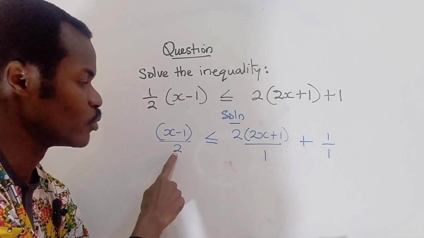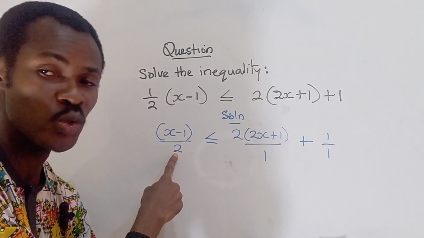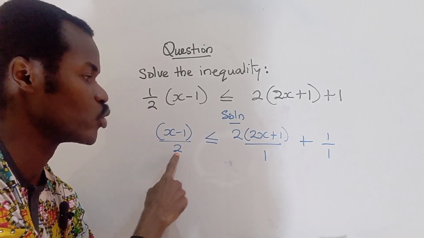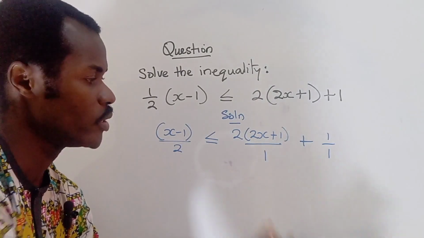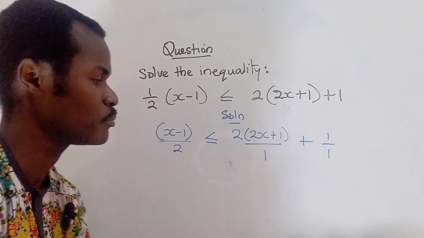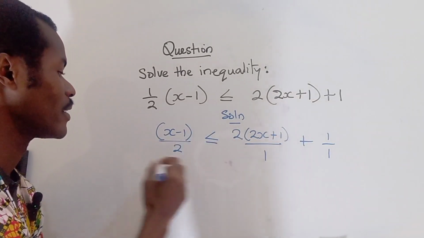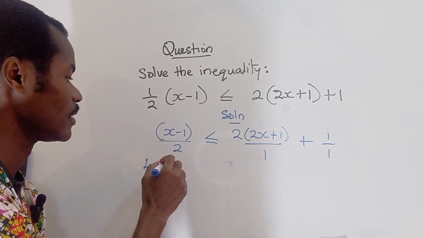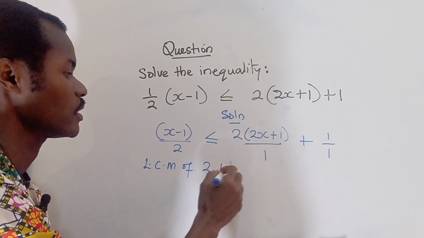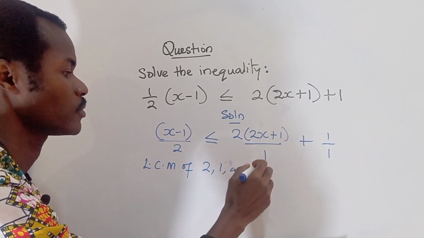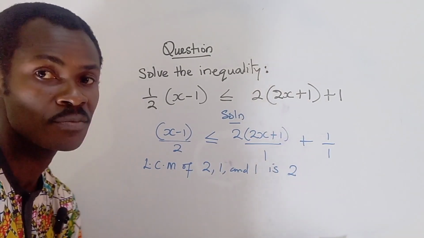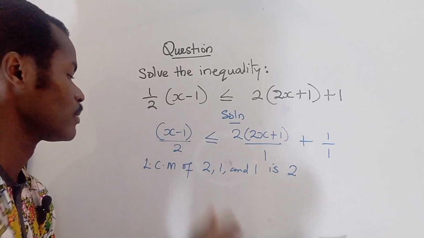So you want to remove the base 2, which is the denominator, by getting the LCM of 2, 1, and 1. And when you have 1 and 1 attached to a number, the LCM is always that number. So we are going to multiply all this by the LCM of 2, 1, and 1, which is still 2. So we are going to multiply this by 2.